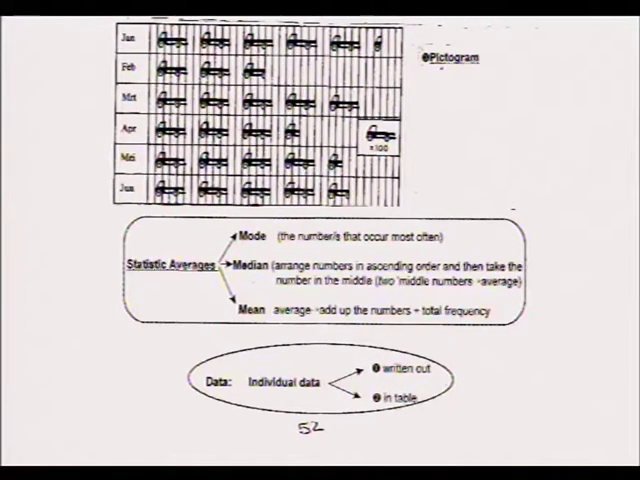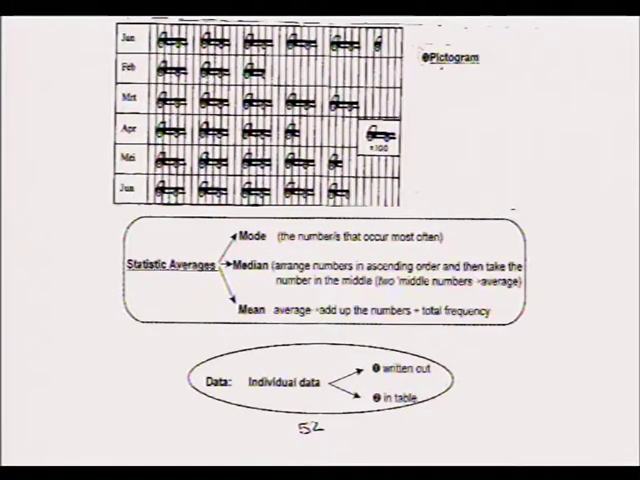And then when you have statistics, you must be able to work out the mode or the median or the mean. The mode is the number that occurs most often. The median: arrange the numbers in ascending order and then take the number in the middle. And the mean is your average, so you add up all the numbers and divide by the total frequency.